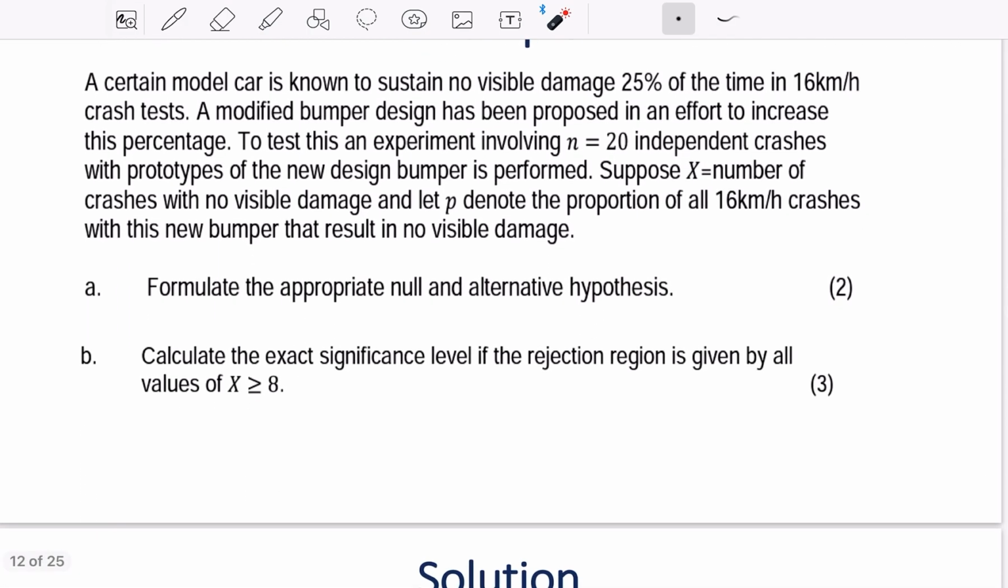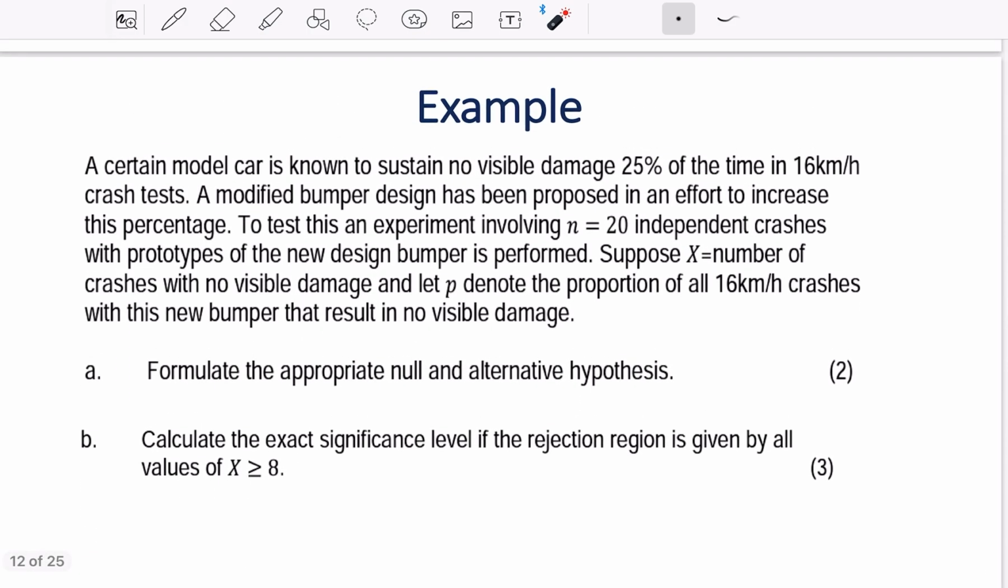All right, so let's look at an example. Suppose a model car is known to sustain no visible damage 25% of the time in a 16 km/h crash test. The most important thing there is no visible damage 25% of the time.